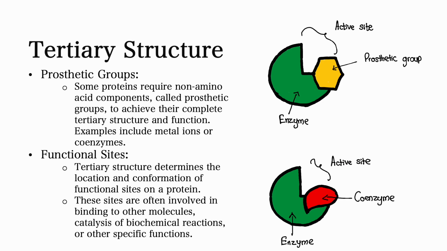When it comes to tertiary structures, prosthetic groups are something that needs to be discussed. Some proteins require non-amino acid components called prosthetic groups to achieve their complete tertiary structure and therefore perform their function. Examples of prosthetic groups include metal ions or coenzymes. Tertiary structures also determine the location and conformation of the functional site on a protein. These sites are often involved in binding to other molecules, catalyzing biochemical reactions, or other specific types of functions.